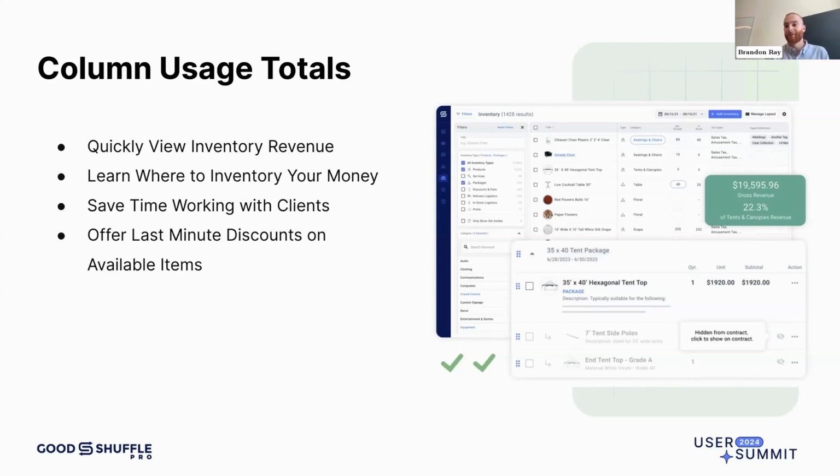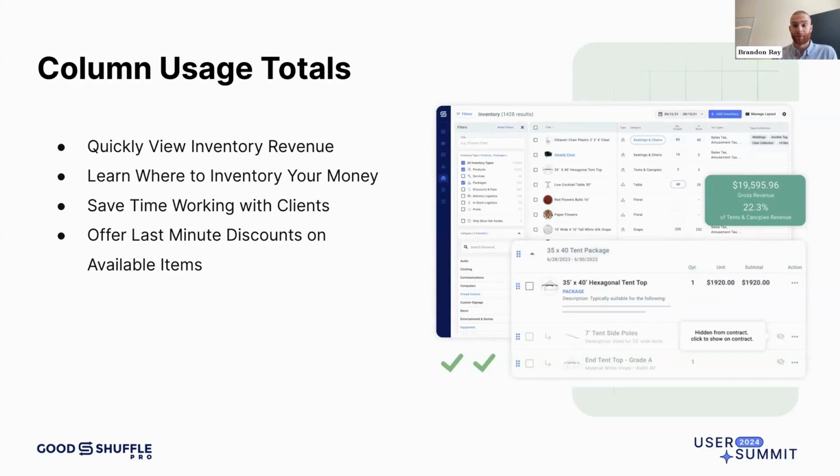So you might ask yourself, how can these columns help me make any decisions? So consider your busiest season. Let's say it's September through November. You can apply filters to only show certain categories of inventory. So let's say you want to look at your chairs or your tables or your linens, whatever it is, you can apply those category filters on the left side in the filter panel. And then you can use these new columns.